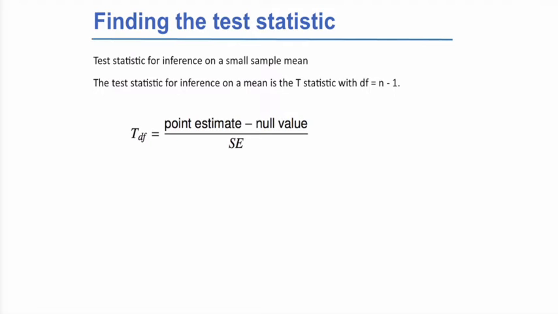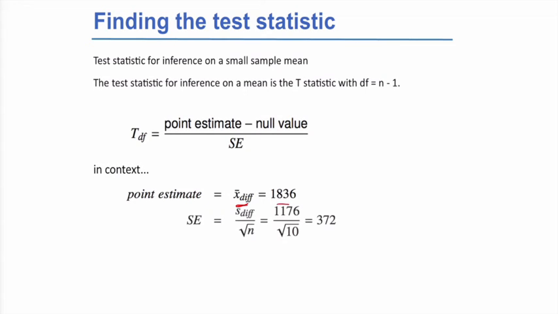On a small sample mean, you use a t statistic. It's t with degrees of freedom equals n minus 1. And so your t is equal to your point estimate minus your null value over your standard error. Your point estimate is your x bar, which is the mean of the differences, which was 1836. Your standard error is s over the square root of n, which is 1,176 over the square root of 10, which is about 372.